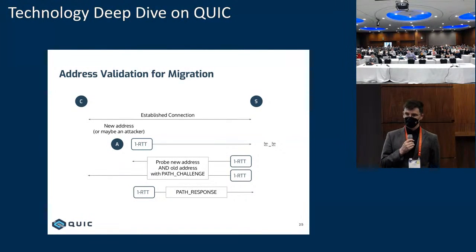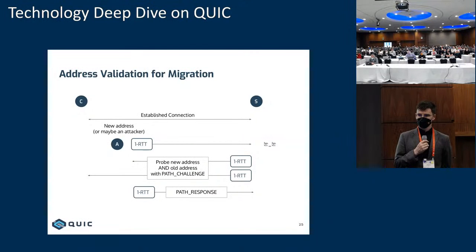There we go. So migration looks like this. You have an established connection between client and server, and maybe an attacker takes one of your packets, maybe a packet that you had dropped, and sends it from a new address. The server looks at this packet and says, I'm not sure about this one. This might be legitimate. I don't know.